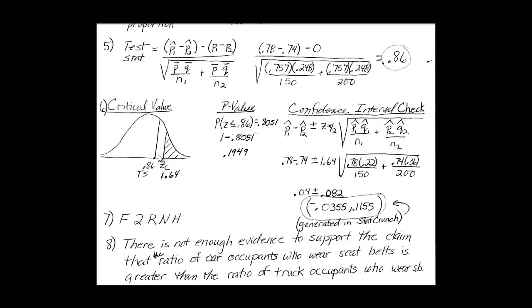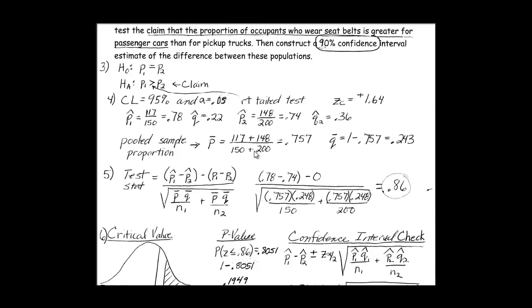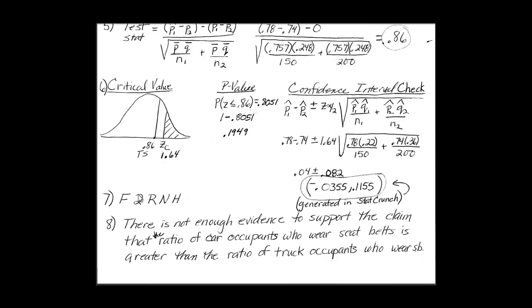All three of these methods tell me, it's not in the rejection zone, the p-value is high, 0 falls in the interval, it could be that the difference really is 0, so I'm not going to reject saying that they're equal and possibly the difference equal to 0. So I'm failing to reject the null hypothesis. There is not enough evidence to support the claim that the ratio of car occupants who wear seat belts is greater than the ratio of the truck occupants who wear seat belts.